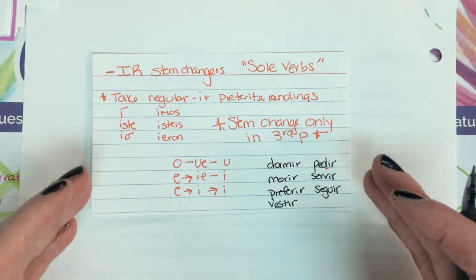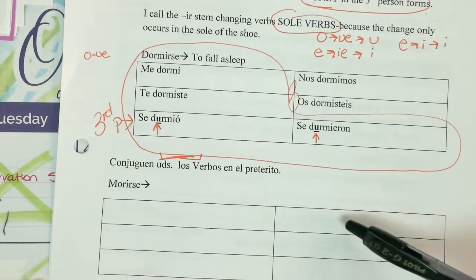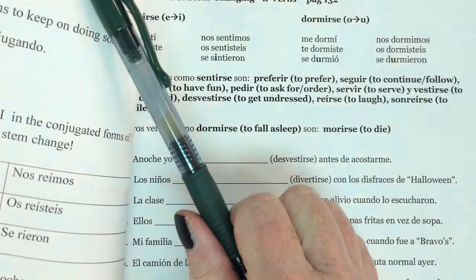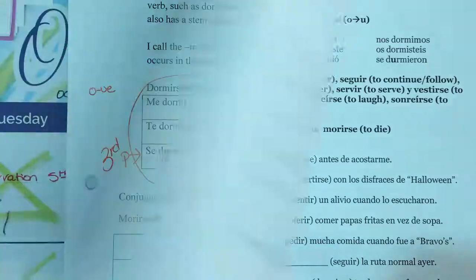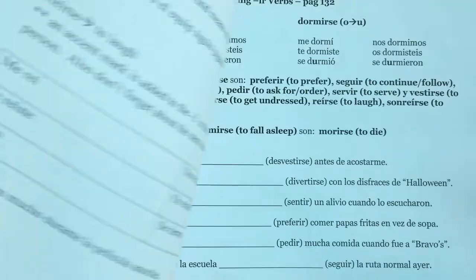So, with this information now, going back inside your notes, you need to conjugate morirse, preferir, and seguir. And then we'll go over those three verbs, and then we'll start practicing them. So by yourself, conjugate morirse, preferir, and seguir.